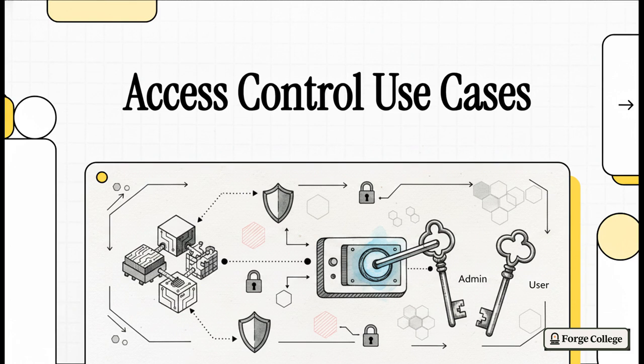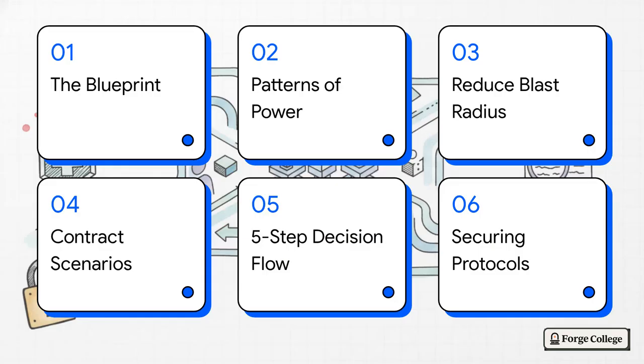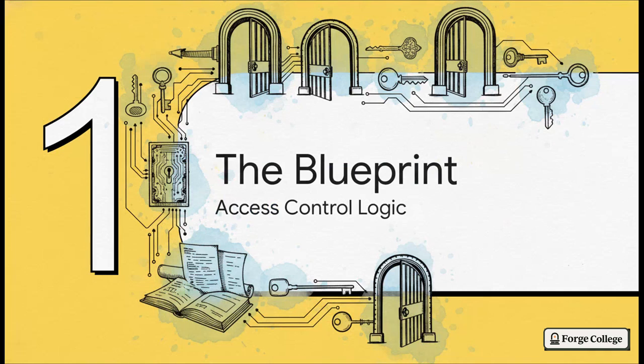Let's get into it. Okay, so here's our engineering schematic for this explainer. We're going to hit the access control blueprint, then 3 patterns of power and how to reduce the blast radius. After that, we'll look at real-world contract scenarios, a 5-step decision flow, and finally securing your next protocol. Let's roll. Section 1, the access control blueprint.